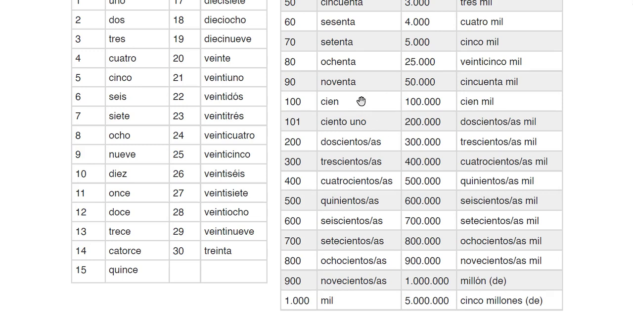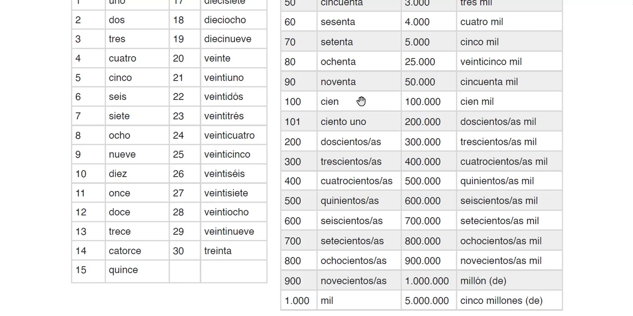So once we get to 100, the word for 100 is cien. Beyond that, we start saying ciento. So 101, 102, 103, 104, 105. Right. So we just say ciento and then tack on the number, whatever number comes beyond that. And we do that all the way up to, let's say 125. So 125, for example. Right? But we keep counting all the way up to 200.